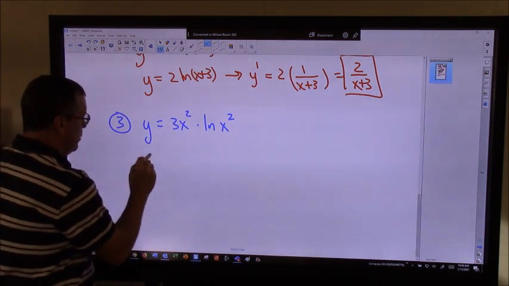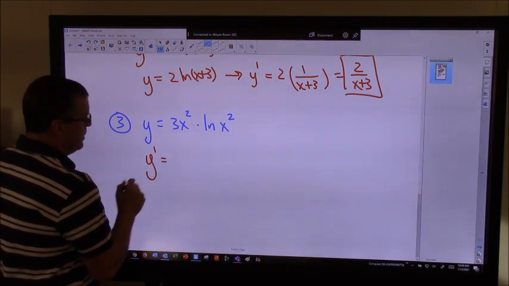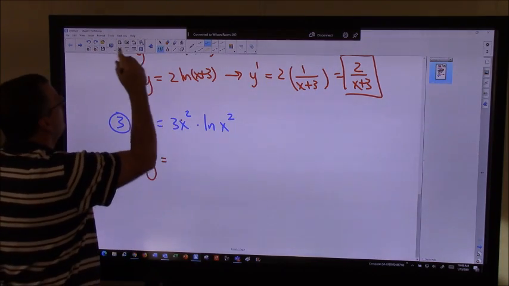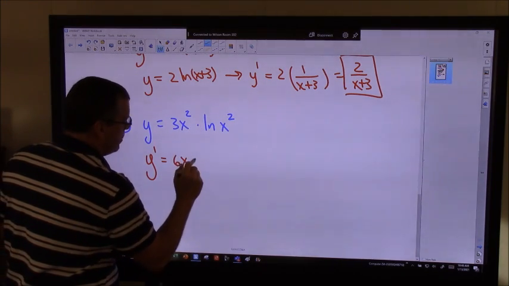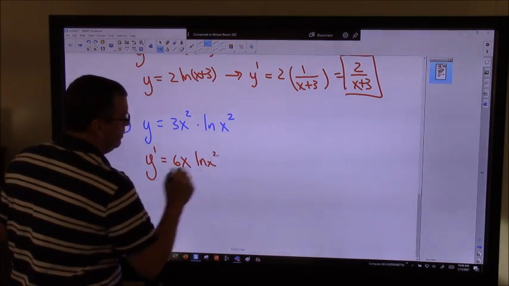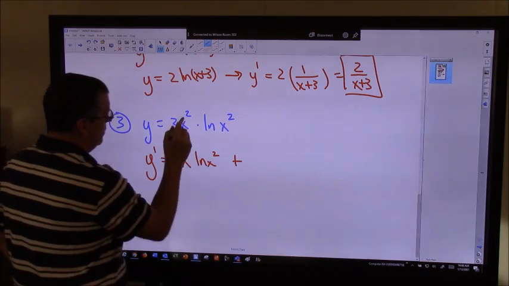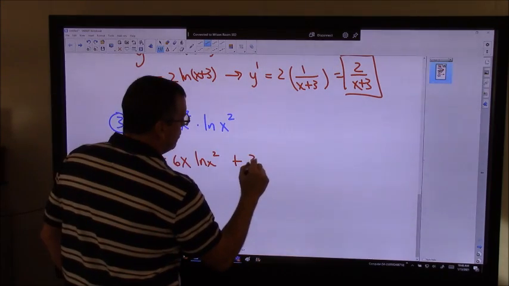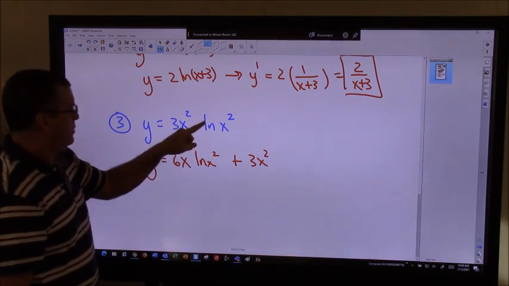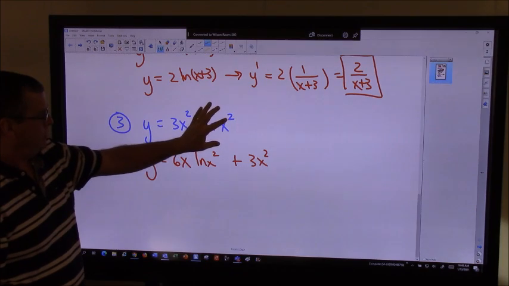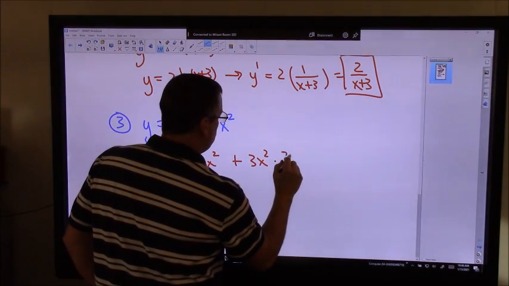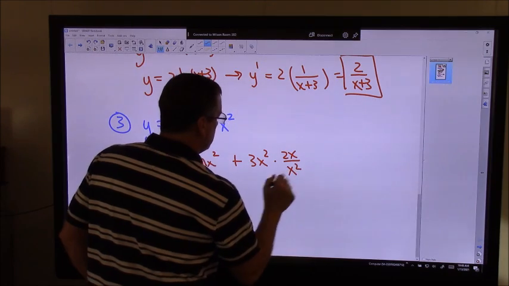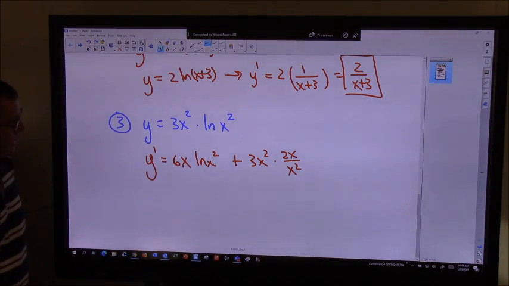All right, so my derivative is going to be, I'll take the derivative of the first part, which is going to be 6x, times the second part, natural log of x squared, plus, leave this the way it is, so 3x squared, times the derivative of this piece. All right, so now I've got to do u prime over u. And so that's going to be 2x over x squared. And then I just have to simplify it.